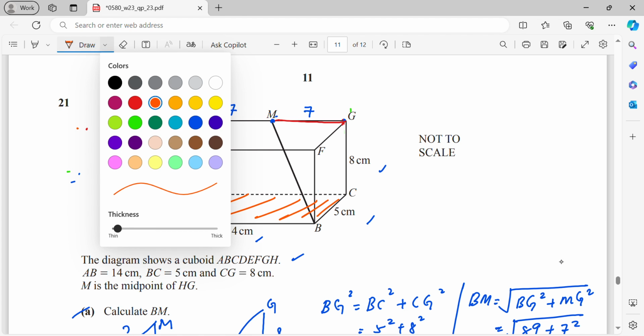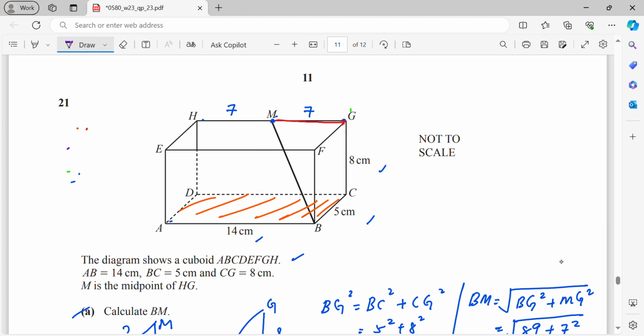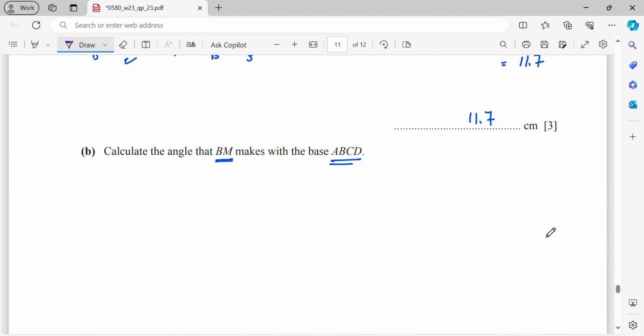Now, from here, we know that B is on the plane. It is a flat plane, and M is the midpoint. So what to do is, you just draw the midpoint M straight down to the plane, which is 8. And then here will be 90 degrees, because ABCD is a flat plane, right? So then from here, you need to find the angle between BM and the base.